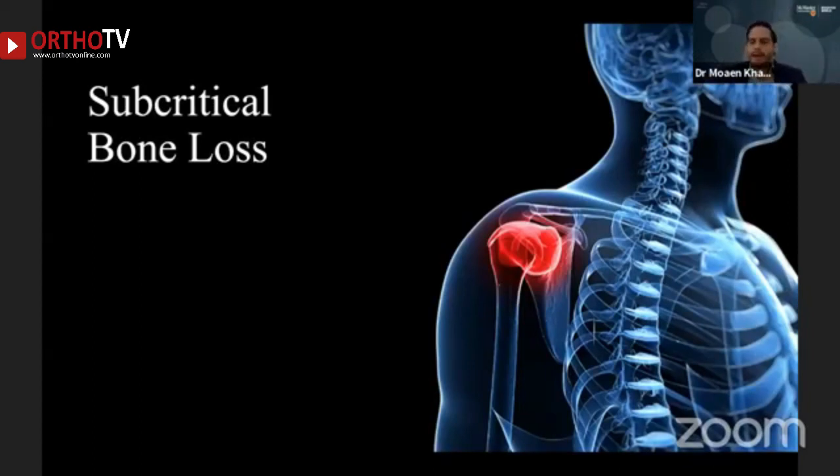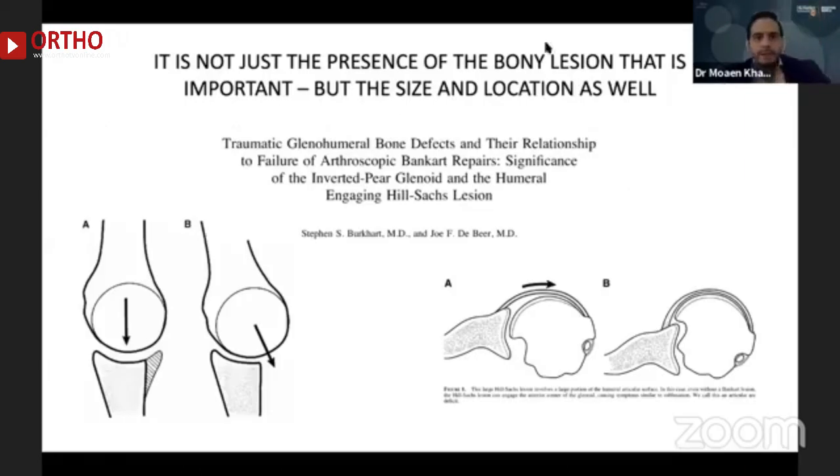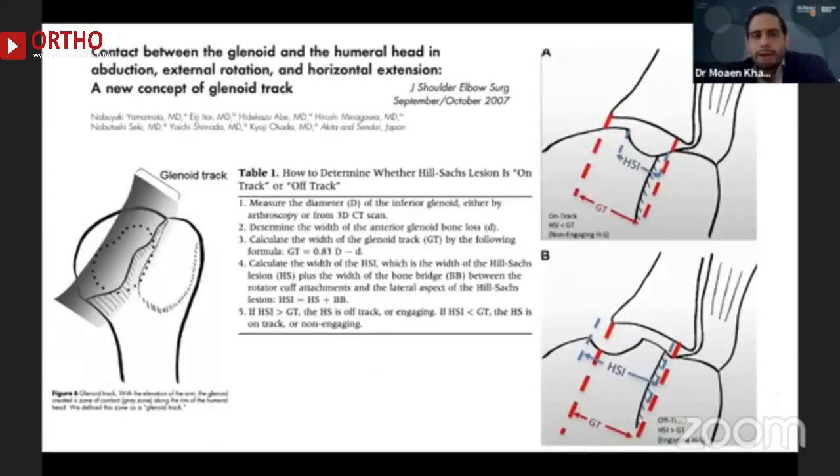So let's move on now a little bit to subcritical bone loss and some of the new research related to that area. We know that in patients that have significant bone loss, these patients often require glenoid bone grafting. But as we mentioned before, it's not just the presence of the bone lesion, but its size and location as well. And this really relates from the track concept.